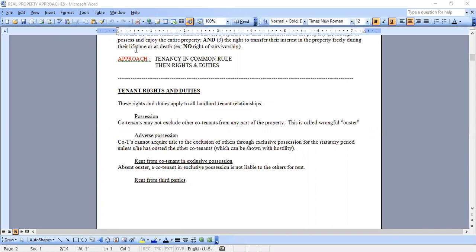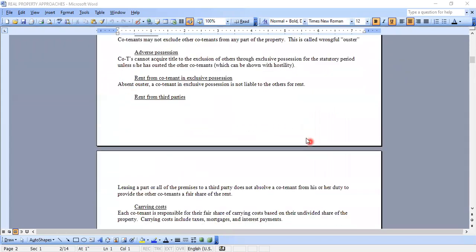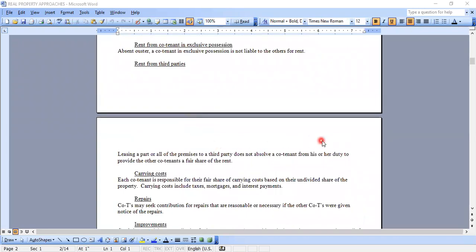Now rent from co-tenant in exclusive possession. Absent the ouster, a co-tenant in exclusive possession is not liable to the others for rent. Rent from third parties: let's say T1 and T2, and T1 decides to rent to a third party. Leasing a part or all of the premises to a third party does not absolve a co-tenant from his or her duty to provide the other co-tenants a fair share of the rent. Tenant 1 needs to give tenant 2 its fair share of the rent. If not, tenant 2 can take it into court and sue for his portion of that rent.